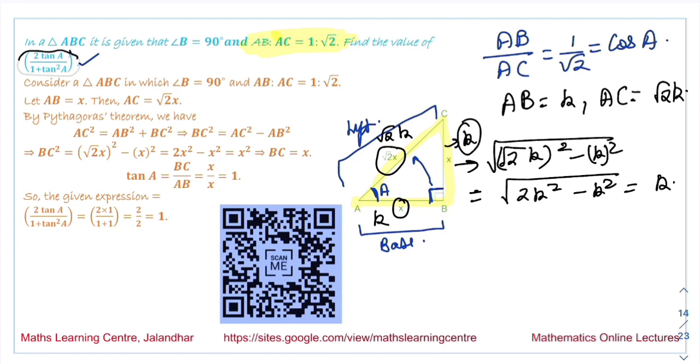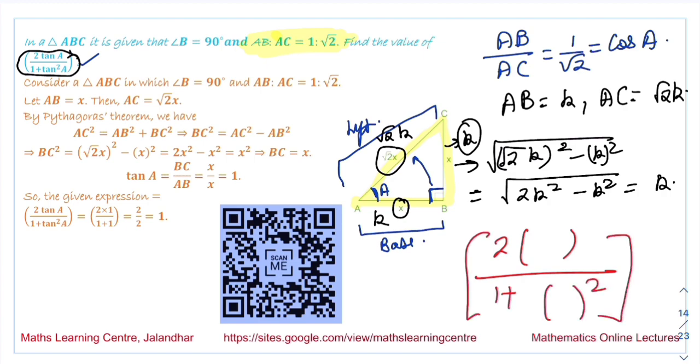Now the value we want to calculate is 2 tan theta over 1 plus tan square theta. We want to calculate this value. So what is tan A over here? It's not theta, it is A over here. So tan A is K over K, that is equal to 1. So this value is 1 and this value is 1, and on solving this we get 2 over 2, that is equal to 1. So the value of the required term is 1.